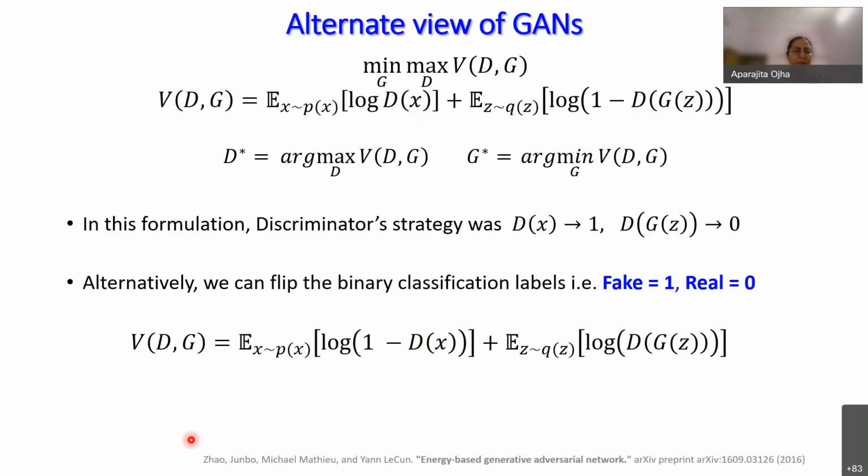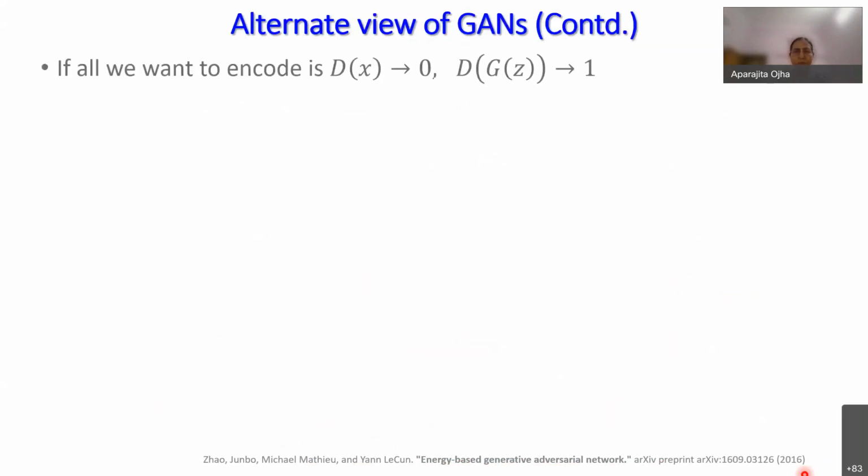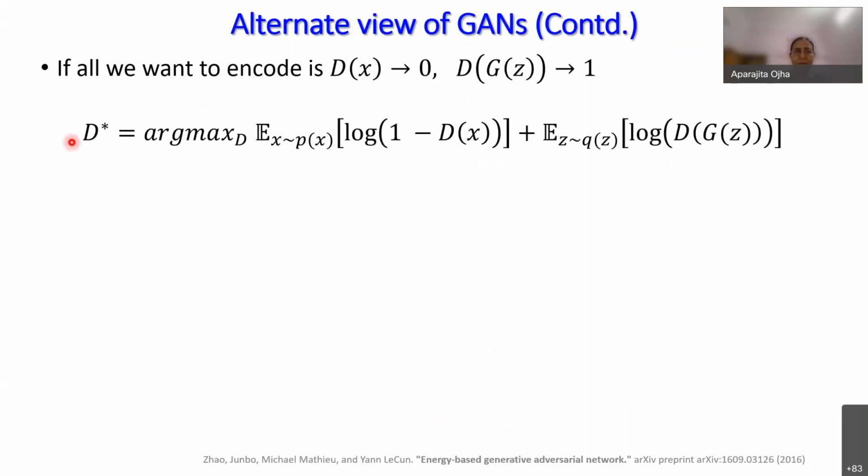In fact, using this idea, Zhao and his group introduced what is known as the energy-based generative adversarial network. So let us take V(D,G) to be this. In this new formulation, the discriminator's strategy will be D(x) tending to 0 and D(G(z)) tending to 1. So if we want to encode that, D star, that is argmax, will have log(1 minus D(x)) and log D(G(z)). This is what we wanted.